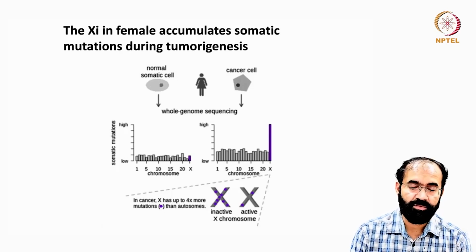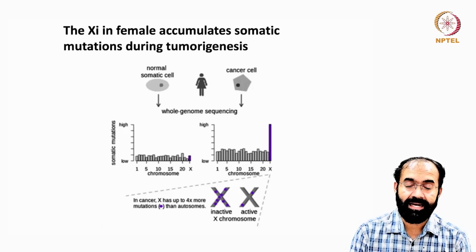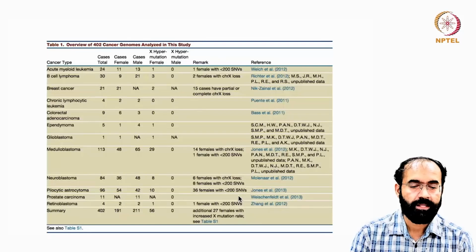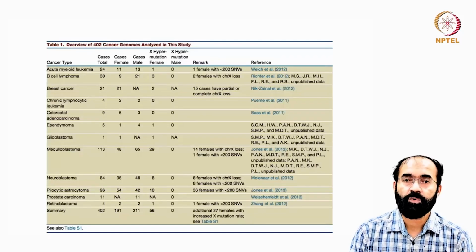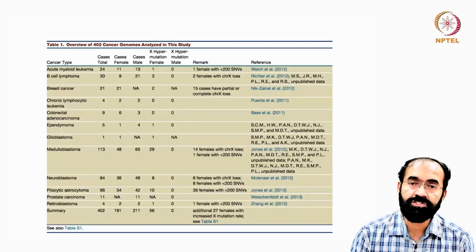And one more thing, if you look at the X chromosome, which is inactive and active, and compare, the inactive one has accumulated more mutations compared to the active one. So this is a proven fact across a bunch of cancers.